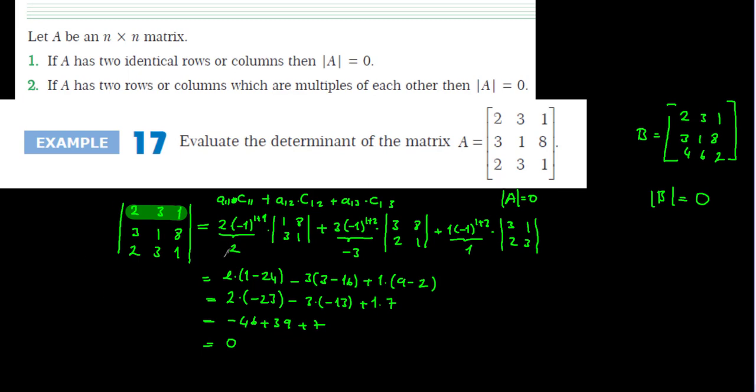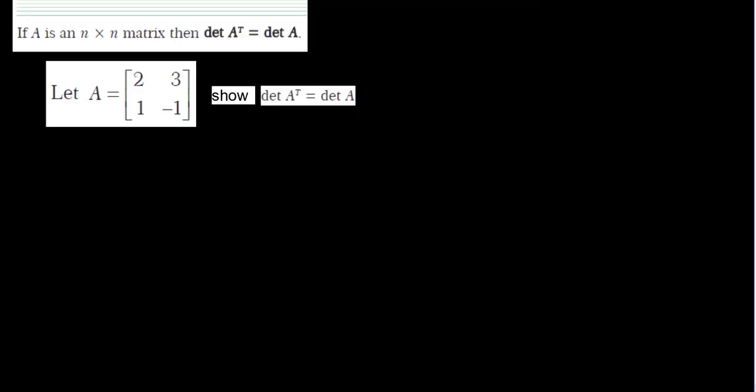So the determinant of this matrix, since the two rows are identical to each other, is equal to 0. And you can check this one also by using the same rule, and you're going to see that the determinant is going to be equal to 0. Okay, let's continue with the other property.